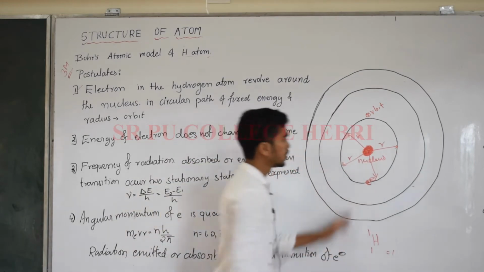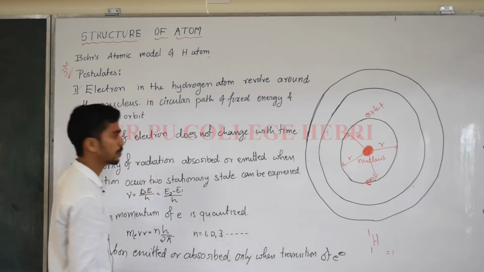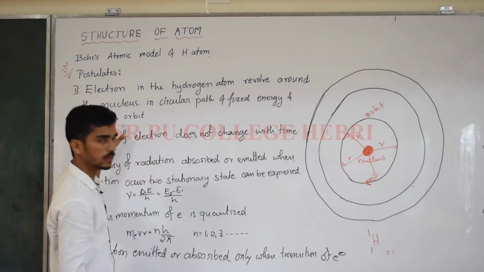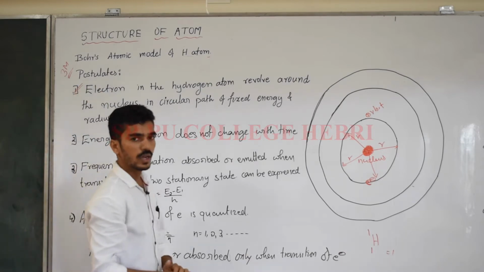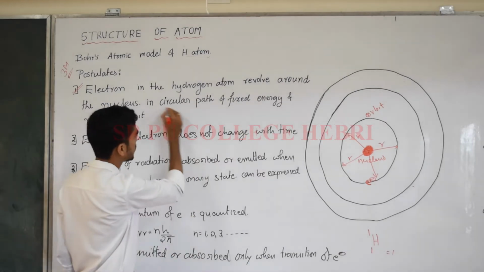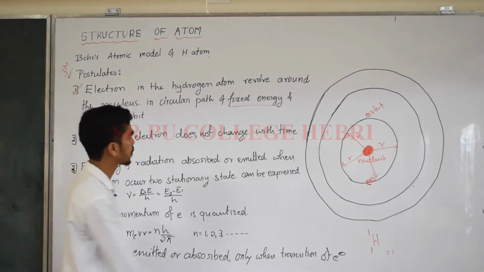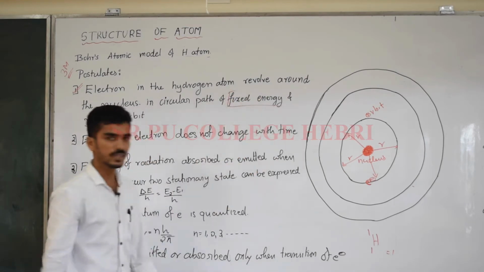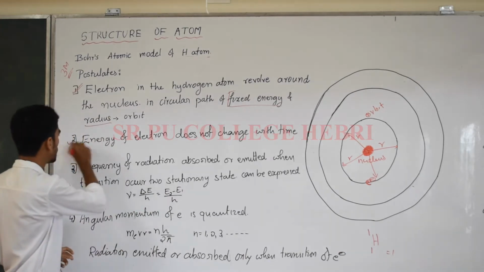So this is the first postulate of Bohr's atomic model. This is very important for the exam point, so write as it is: the electron of a hydrogen atom revolves around the nucleus with a fixed radius and energy. These two terms are very important in this postulate: fixed energy and radius. Energy should be fixed. Then we move to the second.